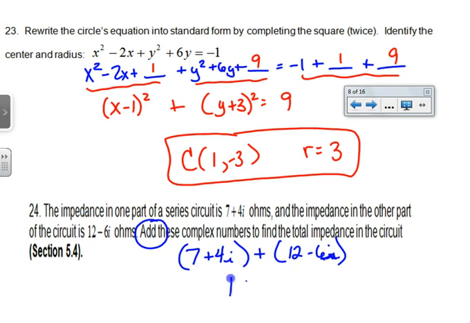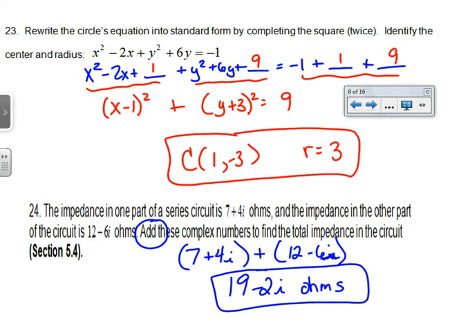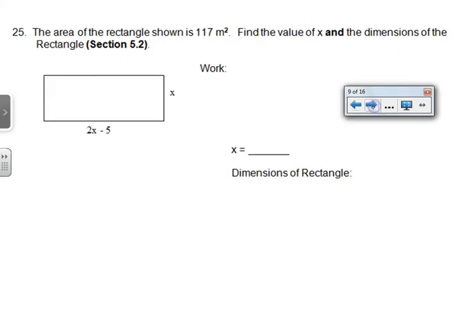7 plus 12 is 19. 4i plus negative 6i is negative 2i. And it's ohms for a label. And that's your answer. So that actually is a really easy question.